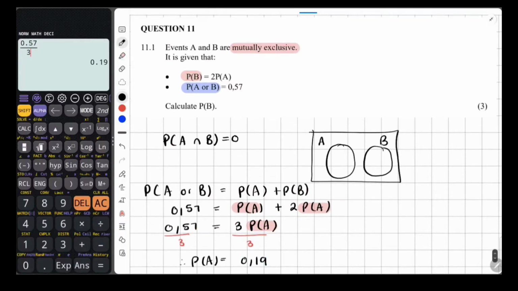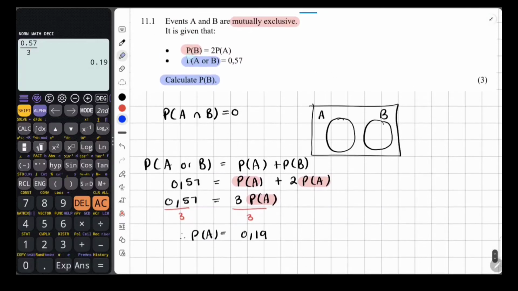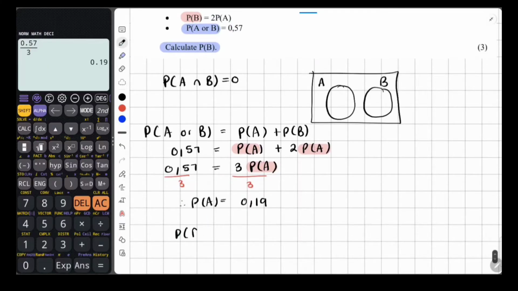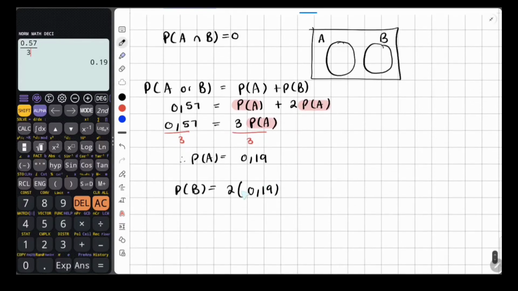But let's not forget what they specifically asked for. They specifically asked to calculate the probability of B. So now we know what the probability of A is, we can find the probability of B because they told us the probability of B is 2 times the probability of A. So just say probability of B is equal to 2 times probability of A. We know what that is. That is now 0.19. We're just substituting that in probability of A's place. So that will finally give us 0.38. So that is the final answer that they are asking for.